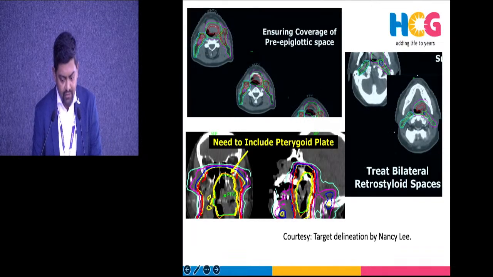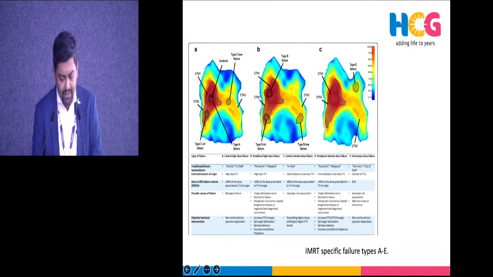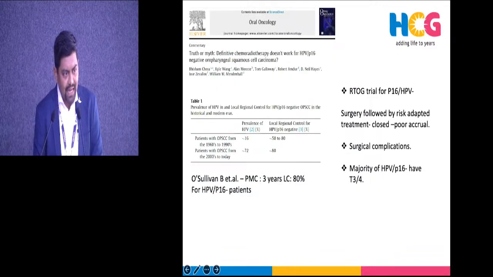We know there are 3 most important sites of local recurrence in oropharynx, and there are IMRT specific failure patterns also. Is it really that bad? That's very difficult to answer, because the biggest data, the most promising, is from the Brian O'Sullivan data from PMC, where the 3 year local control is around 80%, and across India, whatever data is available, our local control is also between 70 to 80%.